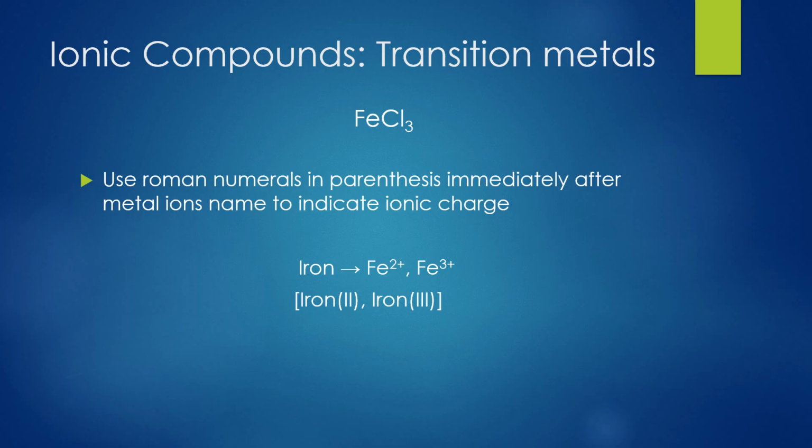We indicate what the charge is on the ionic compound on the metal portion by writing Roman numerals in parentheses immediately after the metal's name. So with the case of iron, since we can have an iron 2+ or an iron 3+, we would indicate which charge it is by putting a Roman numeral after writing the word iron. So for iron 2+, we would do Roman numeral 2. For iron 3+, we would do a Roman numeral 3.